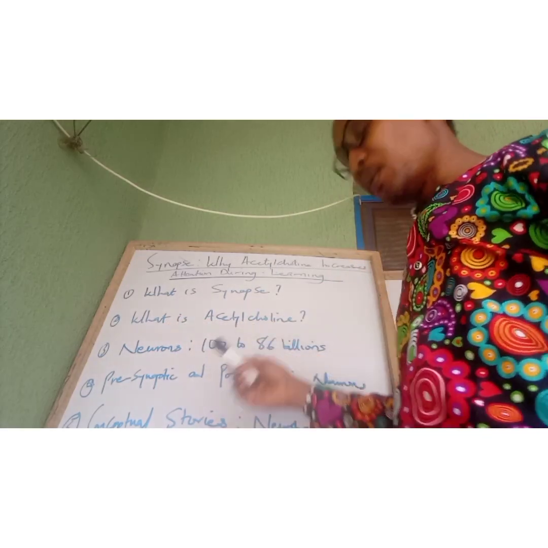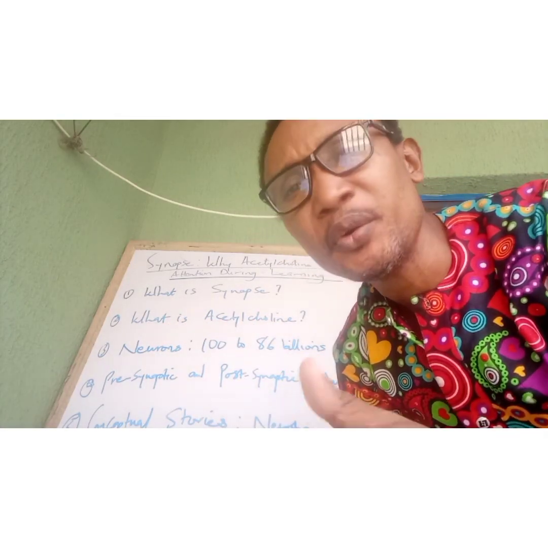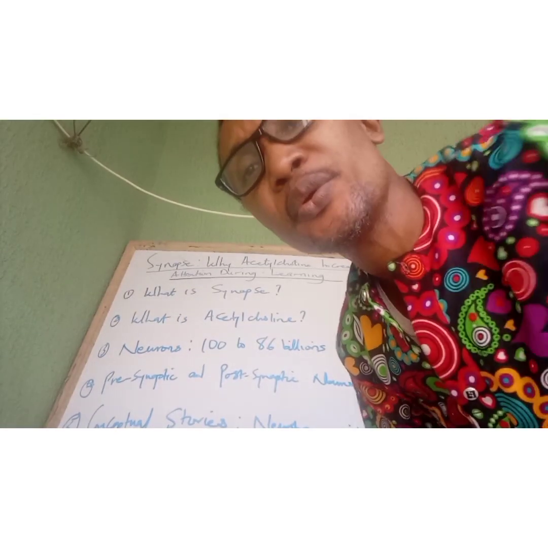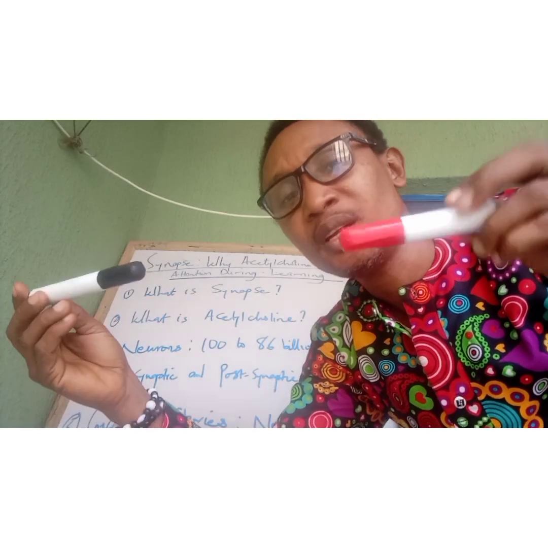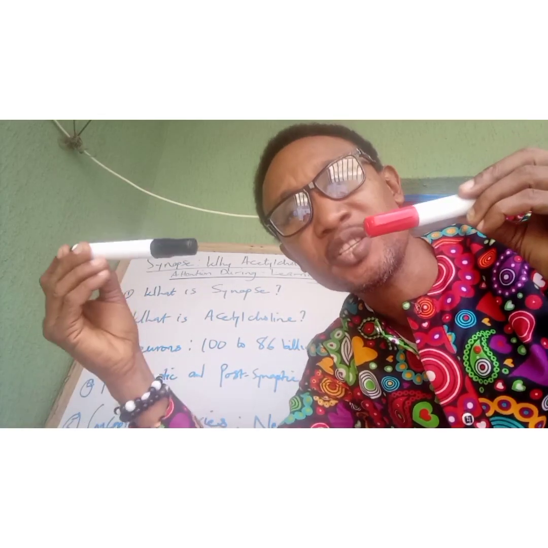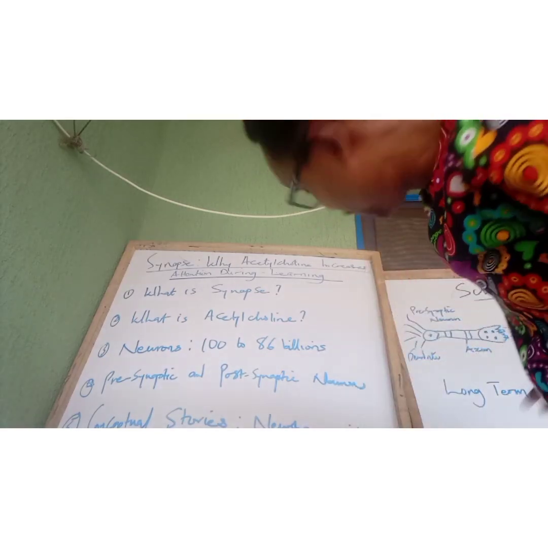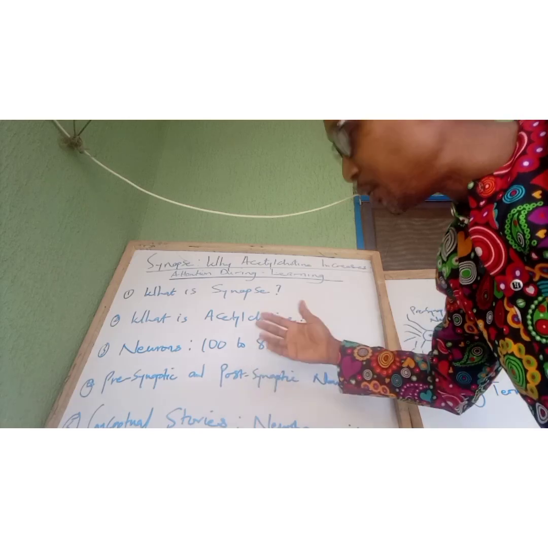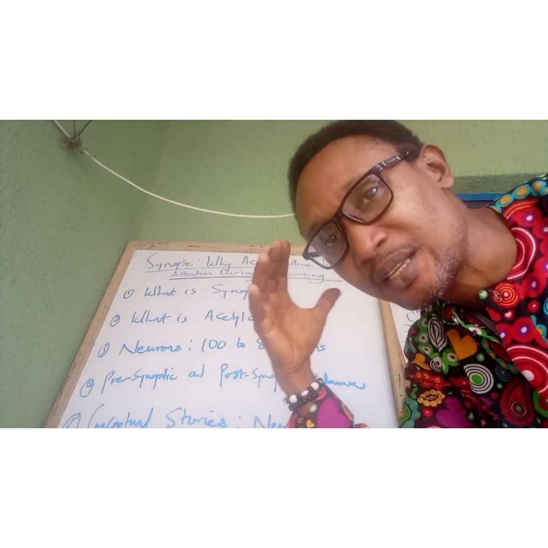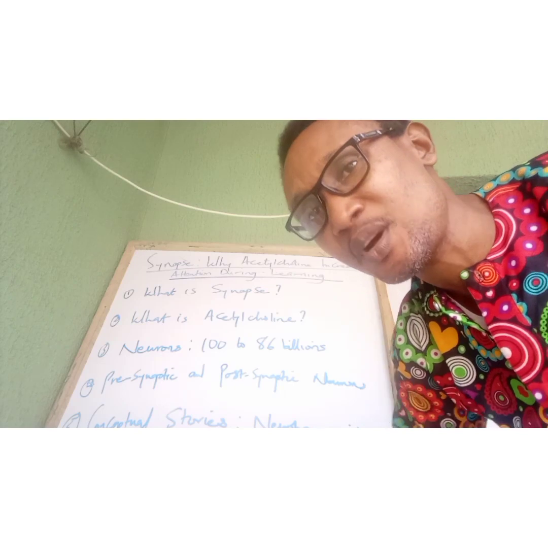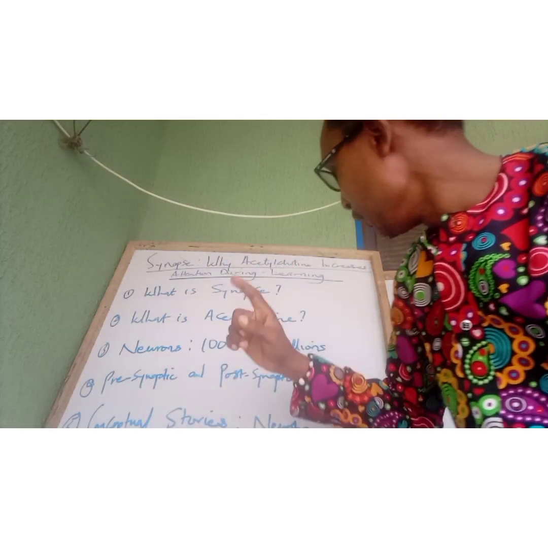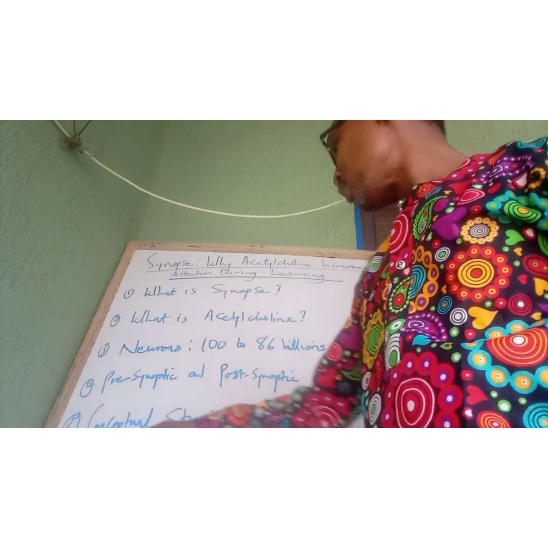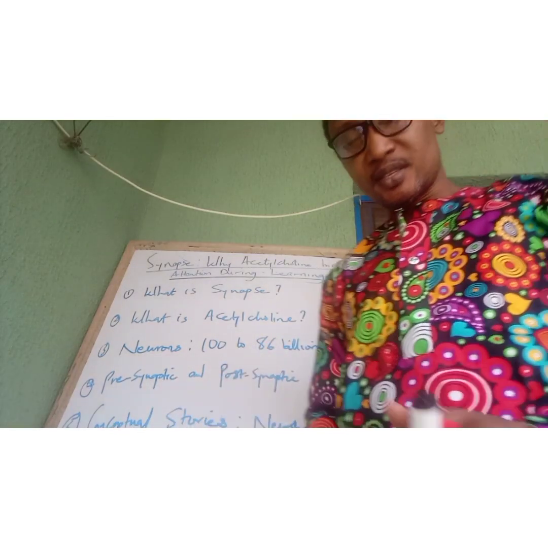And then what is acetylcholine? Acetylcholine is a neurotransmitter that is released between two neurons. This is the presynaptic neuron, while this is the postsynaptic neuron. I have a schema that I'm going to use to explain. We have about 86 billion neurons in our brains. Neurons are the cells that predominate in our brains. They are scattered throughout the nervous system, but they are located mostly in the brain. Then we have the presynaptic and the postsynaptic neurons. Then conceptual stories.